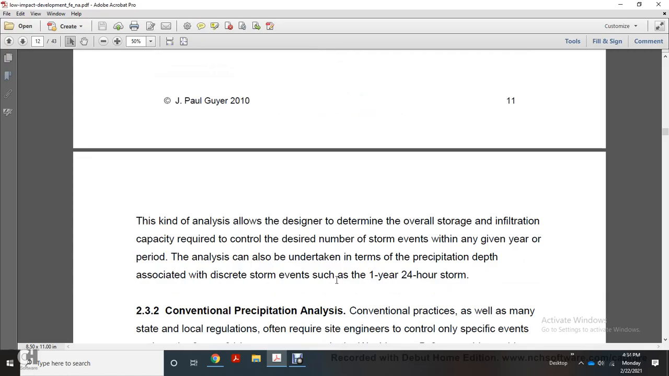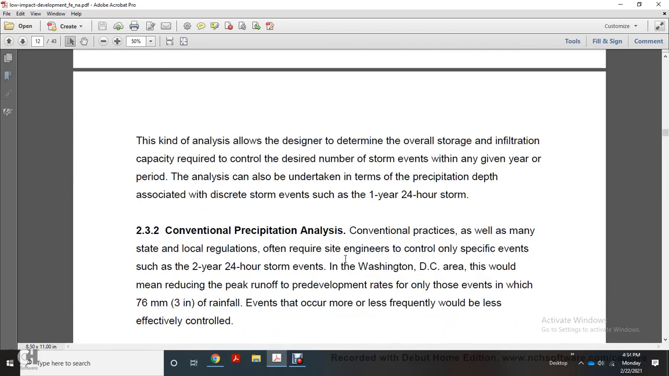This kind of analysis allows the designer to determine the overall storage and infiltration capacity required to control the desired number of storm events in any given year. But the analysis can also be undertaken in terms of the precipitation depth associated with discrete storm events, such as the 1-year, 24-hour storm.